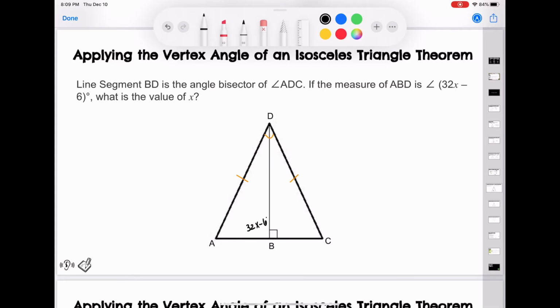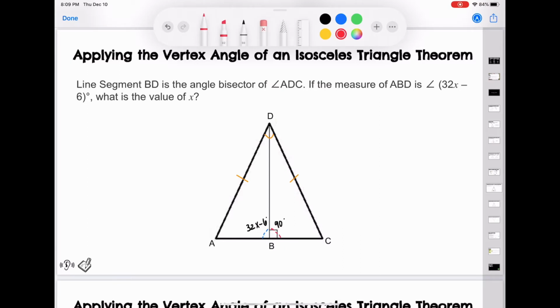We can either go ahead and add our equation plus 90 equals 180, because we know that this is 90 and we know that our angle ABD and our angle CBD are supplementary because they share that line. So we can add those together equal 180 and solve for x.